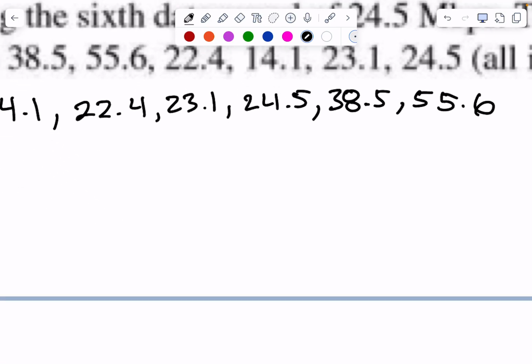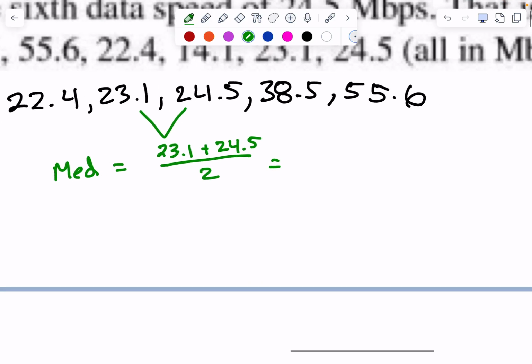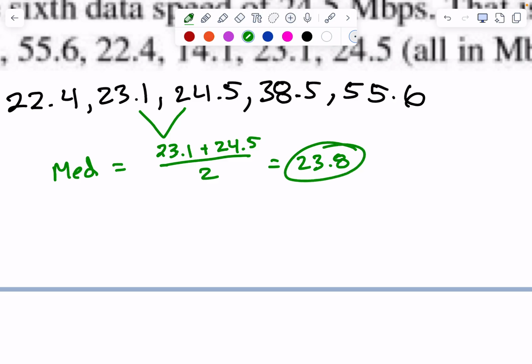Will you have an exact middle number? No, you have 2 middle numbers, and they are these 2. And now what do I do? The average. You add 23.1 plus 24.5, and you divide them by 2, and that gives you a median of what? 23.8. Yes, 23.8.